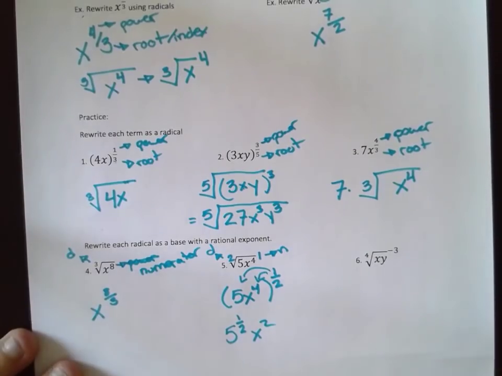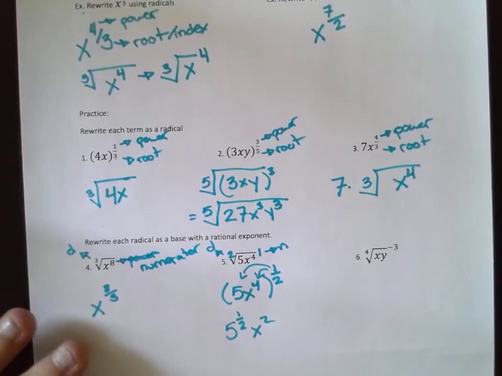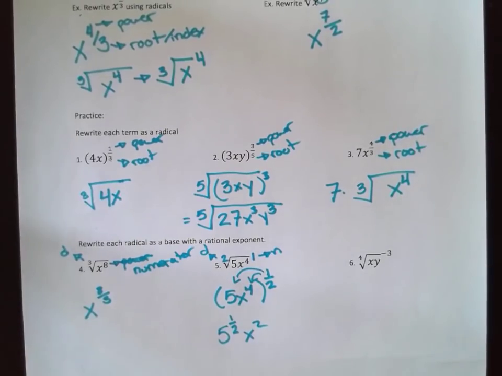Last one. The fourth root of xy raised to the negative third power. Now, if we're going back to exponent laws, guys, I included this question in here because I wanted to review. Remember, we can't have negative exponents. What does it mean when you have a negative exponent? Think about it. Negative sign means you flip over the line.